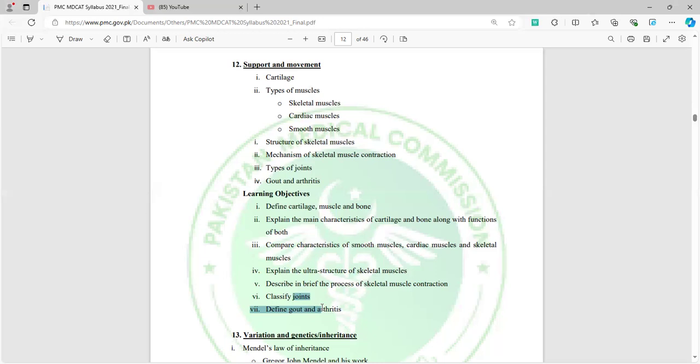Now, if we come to arthritis, the main two types of arthritis we will be talking about are rheumatoid arthritis and osteoarthritis. The main differences between them are that rheumatoid arthritis is predominant in young people, whereas osteoarthritis is predominant in older people. Rheumatoid arthritis is predominant in the small joints, for example, in the joints of the hand, whereas osteoarthritis is more common in the big joints, such as the knee or the hip.